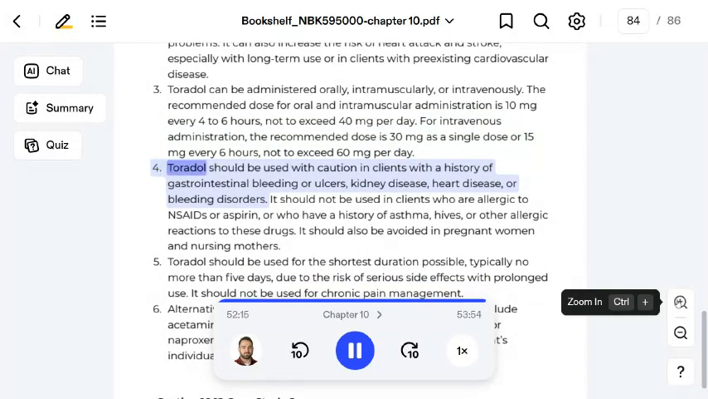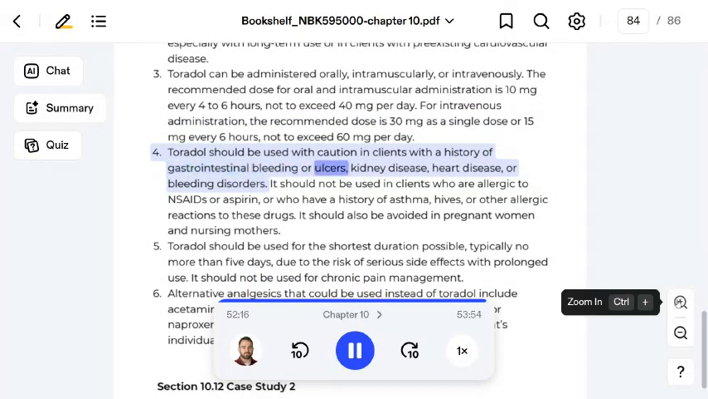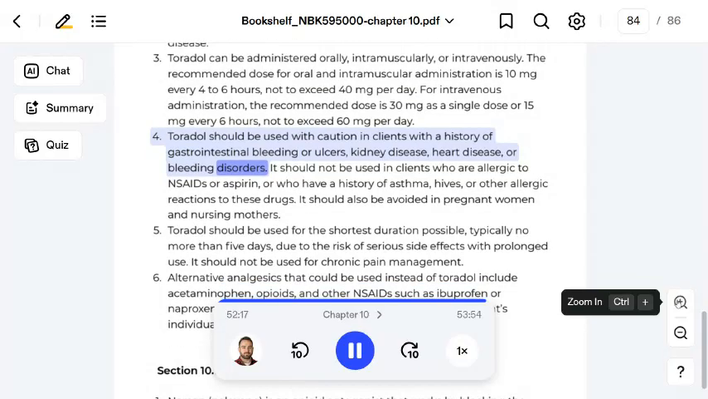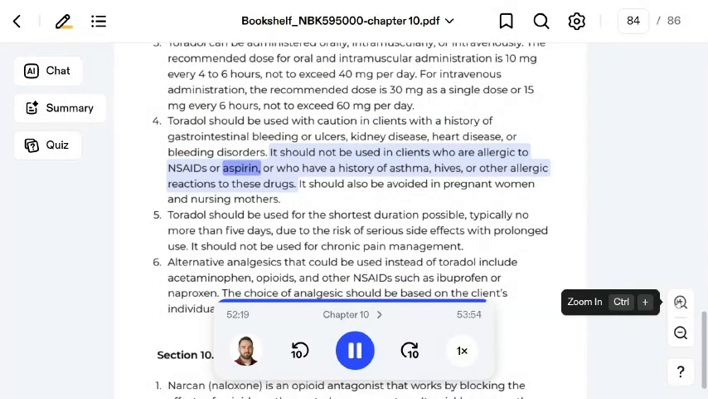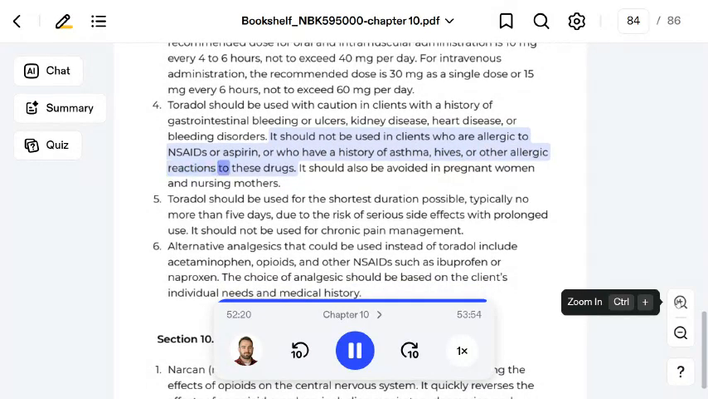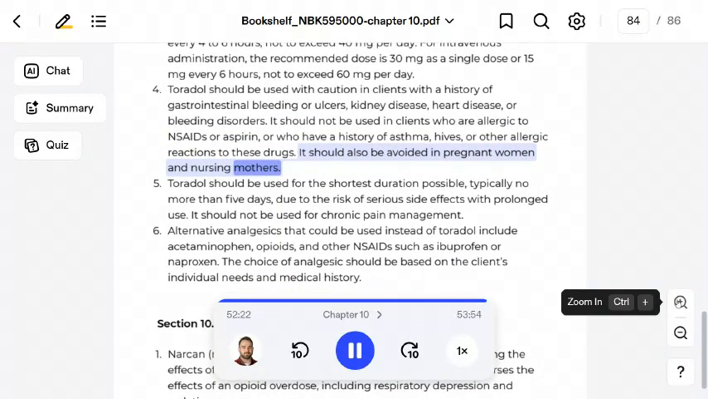4. Toradol should be used with caution in clients with a history of gastrointestinal bleeding or ulcers, kidney disease, heart disease, or bleeding disorders. It should not be used in clients who are allergic to NSAIDs or aspirin, or who have a history of asthma, hives, or other allergic reactions to these drugs. It should also be avoided in pregnant women and nursing mothers.